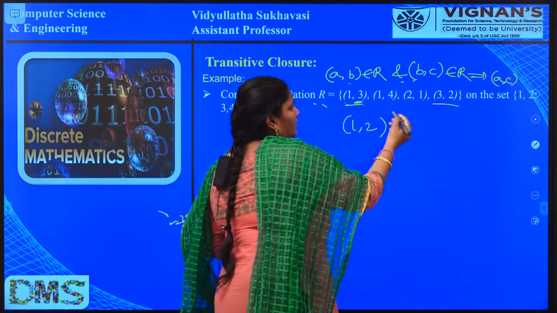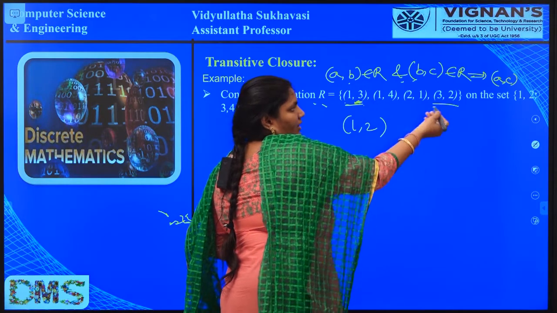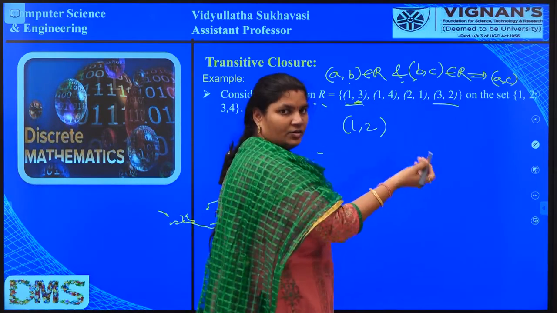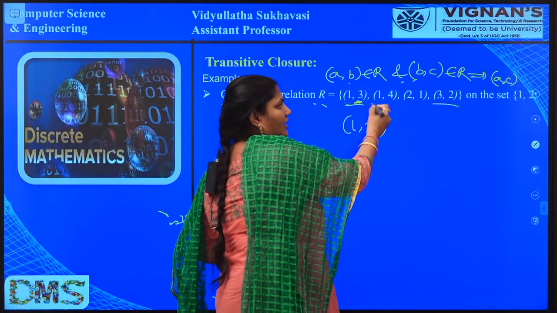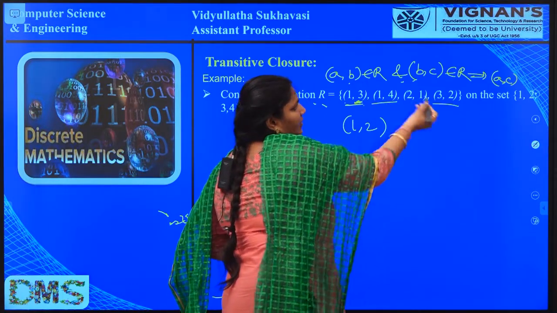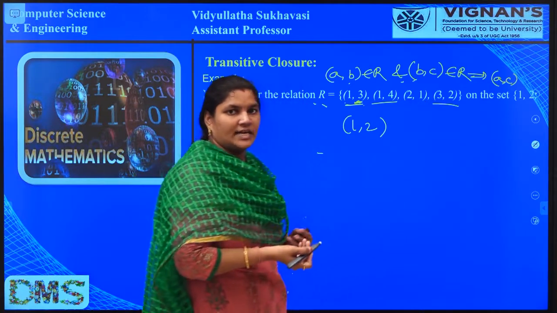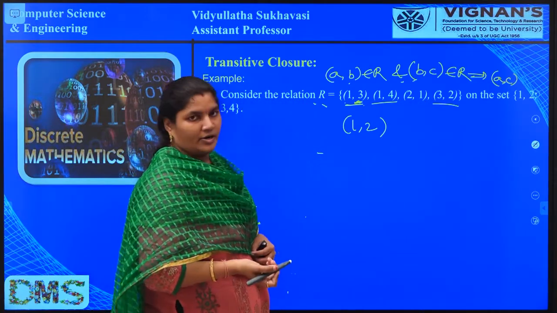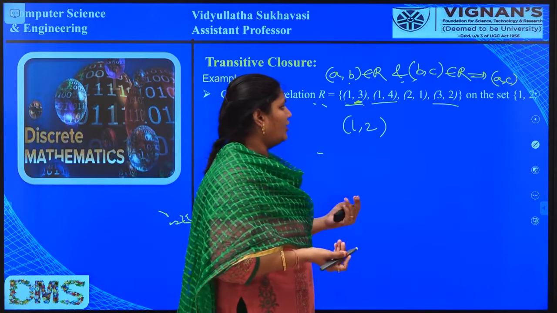So next again, any ordered pair starting with 3? No other element. So we need to go for the next ordered pair, that is 1, 4. So 1, 4. Check whether there are any remaining ordered pairs starting with 4. No other ordered pair is there. So we cannot get any ordered pair from that.